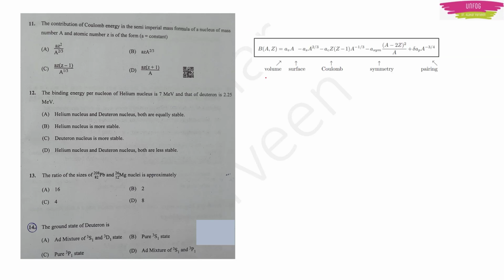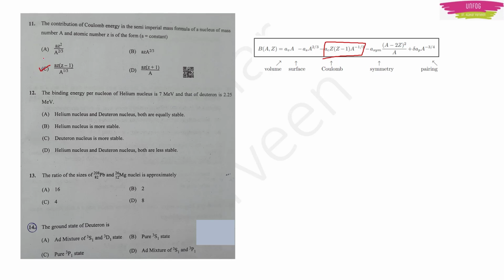Now question number 11. The question is the contribution of Coulomb energy in the semi-empirical mass formula of a nucleus of mass number A and atomic number Z is of the form. 4 options are given. We know the semi-empirical mass formula for binding energy. This is equal to all contributions, the volume contribution, surface contribution, Coulomb contribution, symmetry and pairing. Here if you see Coulomb, here it is Z into Z minus 1, A to the minus 1 by 3. So option C is the right answer.